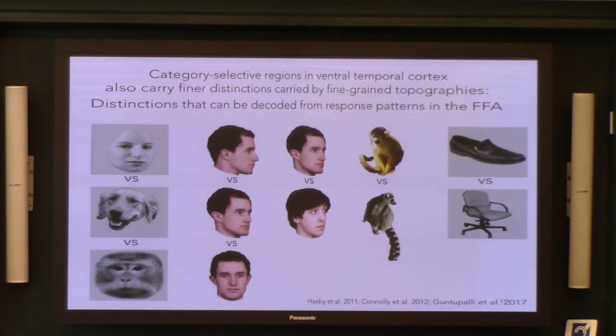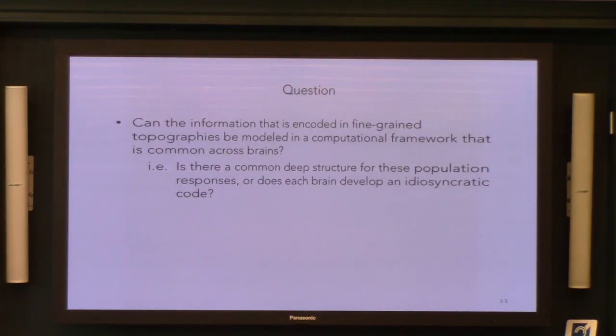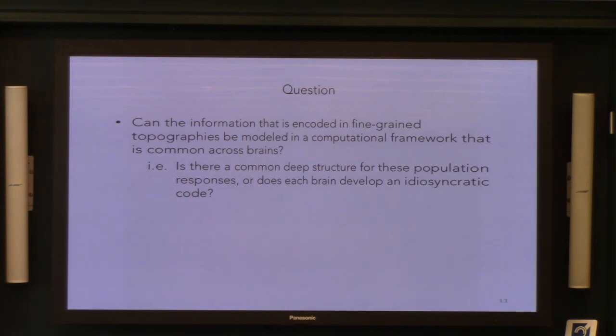So there is information inside the FFA encoded in fine-scale topographies that carries these kinds of distinctions. And we don't know what the basis functions for these are. We don't have things like orientation selectivity and retinotopy to analyze what is the basis of these topographies, but we know they're there. So can this information be modeled in a computational framework that's common across brains in the same way that we can say, okay, we have principles in V1, like retinotopy and orientation selectivity? Is there some way to find common bases across brains that carry information like, is it a ring-tailed lemur or a squirrel monkey?